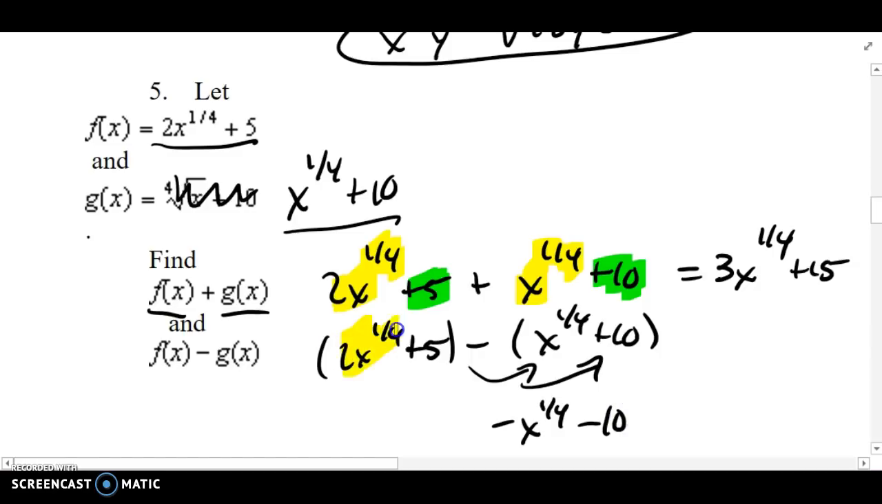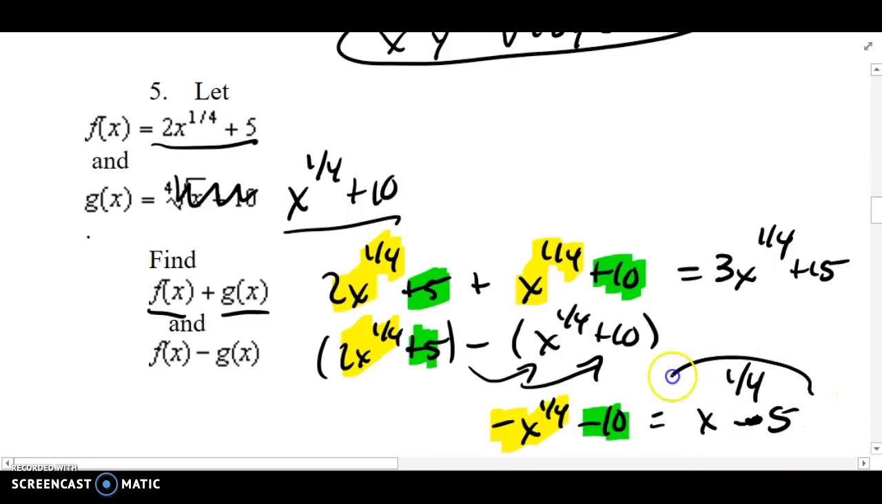And then these I can put together again, except this is negative now, so we're going to only get 1x to the 1/4. And then this is a positive and a minus 10, so we get minus 5 when we're done. Sweet.